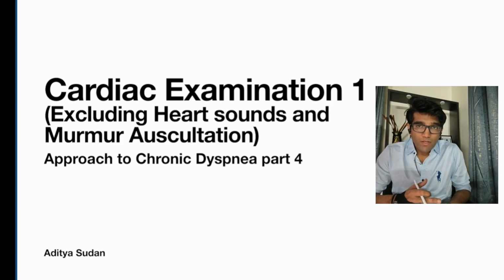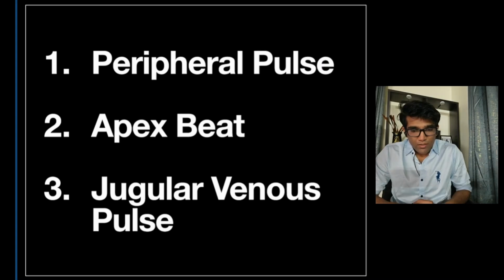In the second part we'll go over the S1, S2, S3 and S4 sounds as well as added sounds, and in a separate series, probably on palpitations and an approach to valvular heart disease, we'll be discussing auscultation of murmurs. So going right into it, these will be the three topics that I'll discuss in this particular video, that is the peripheral pulse, apex beat and jugular venous pulse.